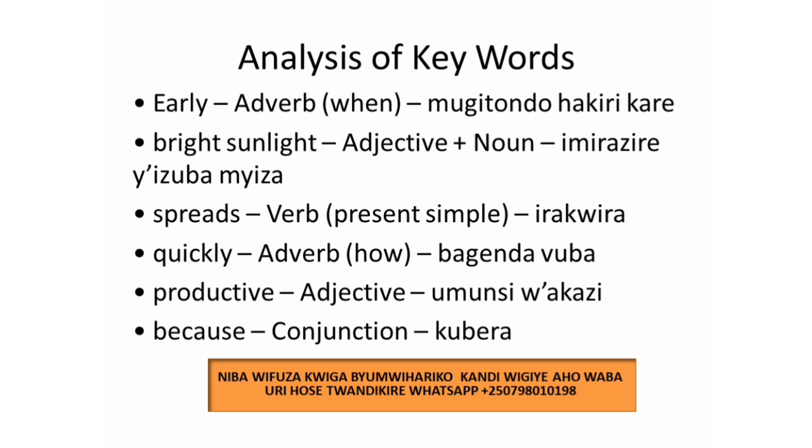Bright sunlight. This is an adjective because it is explaining sunlight. Sunlight is a noun. That is the reason here bright has been used as an adjective.